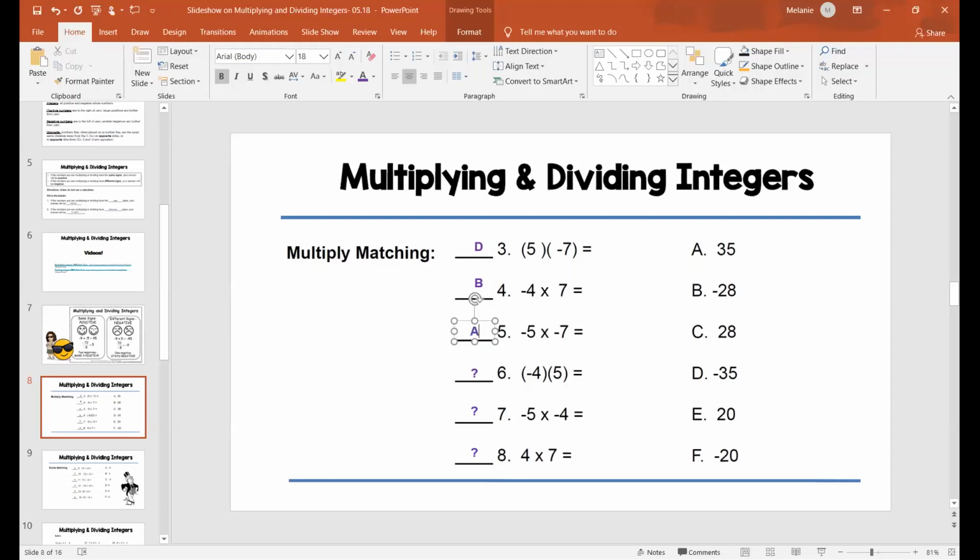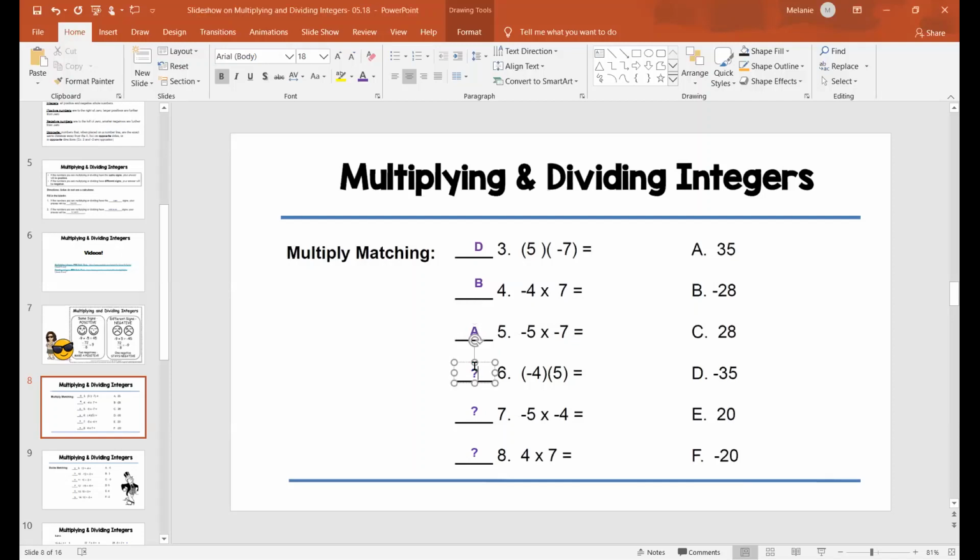Next one is, whoops, Arish and I both muted her at the same time. Okay, negative 4 times 5. What is that going to be? Leilani, what would negative 4 times 5 be? Negative 4 times 5 would be negative 20.